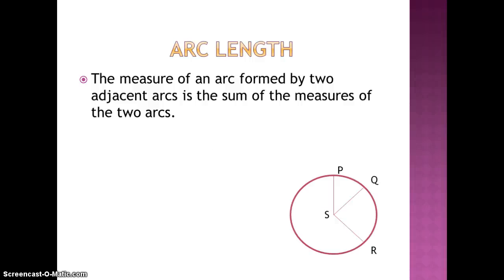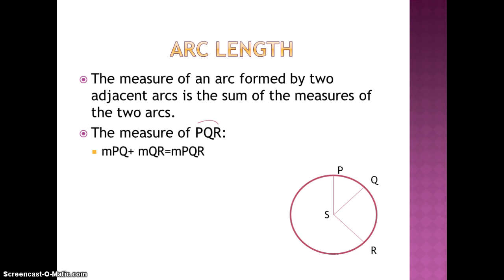Arc length. The measure of an arc formed by two adjacent arcs is the sum of the measures of the two arcs. So to get the big arc, we're going to add the two smaller arcs. The measure of arc PQR is going to be the measure of arc PQ plus the measure of arc QR equals the measure of arc PQR. So we took the small arc plus the small arc equals the big arc.